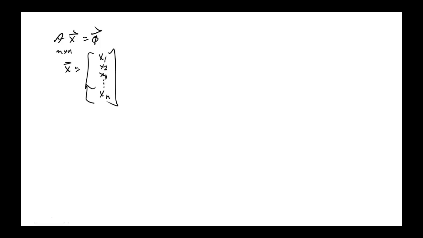Now, I wrote it as a column vector. They wrote it as a row vector, but then did the transpose of it. Fine. It just has those entries. That's a column vector of unknowns.